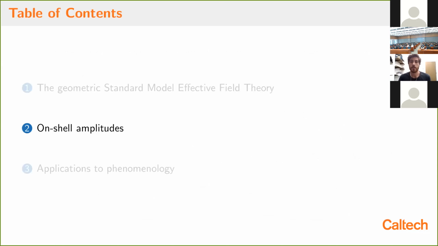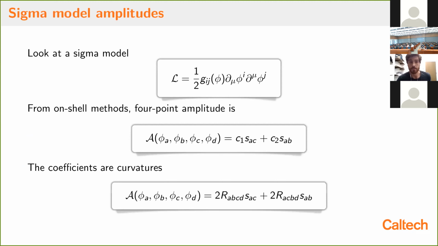Good. So let me now focus on a different aspect where geometry shows up, namely in on-shell amplitudes. And this brings me back to the point I raised in the beginning: should you use amplitudes or should you use fields and Lagrangians? And I think maybe the sweet spot is somewhere in between.